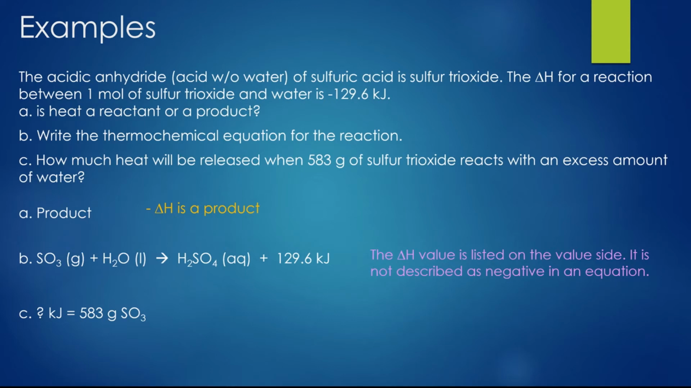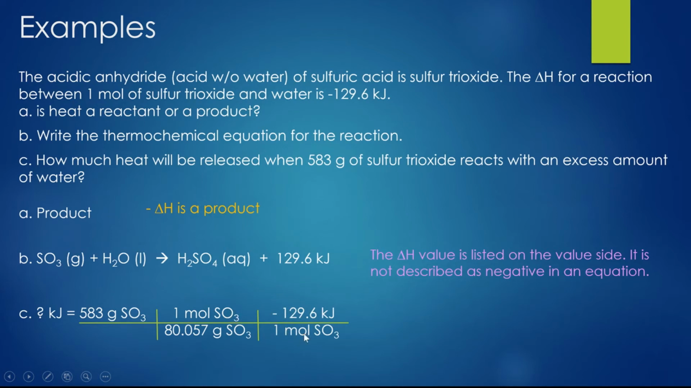Part C, here comes the stoichiometry. How much energy will be released when 583 grams of sulfur trioxide reacts? Just like before, our first step is to go from grams of SO3 to moles of SO3. The molar mass of sulfur trioxide is 80.057 grams. Now that we have moles of SO3, we can use our balanced chemical equation, and we can say per mole, we're going to release 129.6 kilojoules of energy.